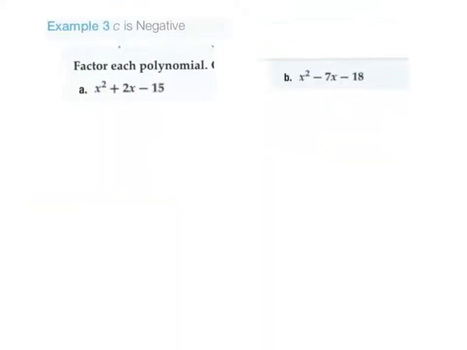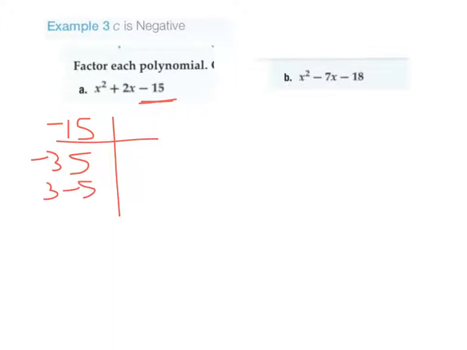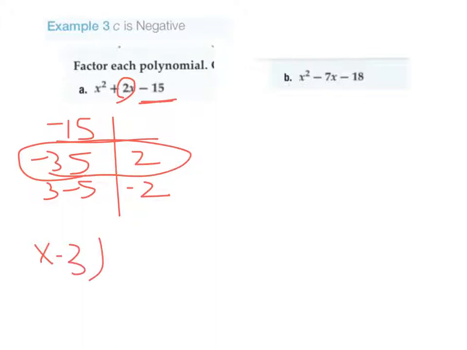So we're going to do this again. So I'm looking at this -15. So now I want two numbers to give me -15. Well, -3 and 5 give me -15. +3 and a -5. And when I add, I get 2. When I add, I get a -2. I'm looking for this 2. Well, this happens to be the correct factors. So now I have x minus 3 and x plus 5.